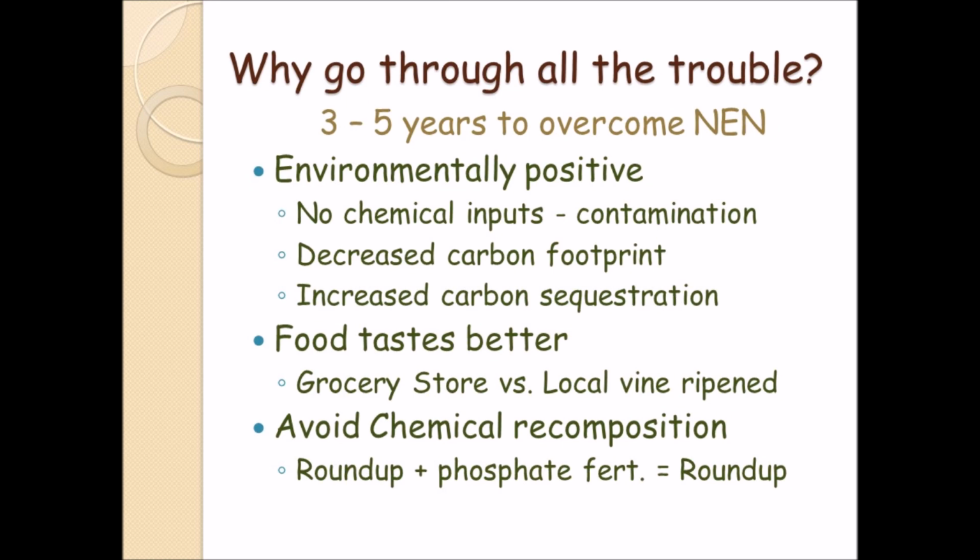And then, of course, the last thing is that within the chemical systems, there are lots of chemical recombinations that happen. For instance, people will spray Roundup on a field to kill whatever was there, or kill the weeds of a GMO crop, and then they'll add phosphate fertilizer back onto that field, and the components of the Roundup that are left in the soil will recombine with the phosphate fertilizer, and they'll make Roundup again.